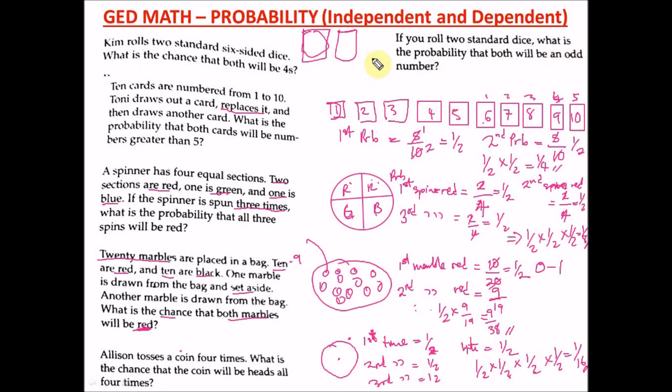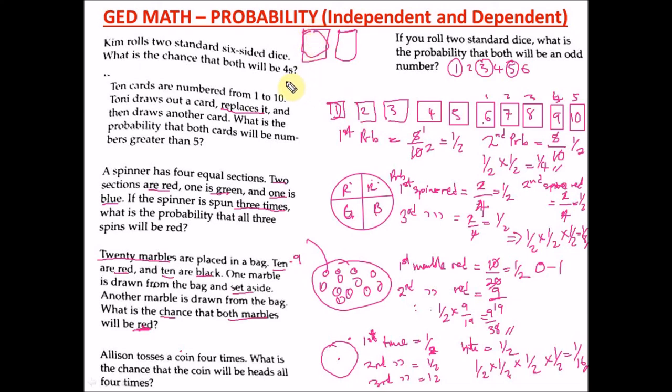So what are odd numbers? Remember, a die has the numbers 1, 2, 3, 4, 5, 6. And what are the odd numbers here? We have 1, 3, and 5. So we have 3 odd numbers. It says, what is the probability that both will be an odd number? When it is thrown, you're going to get an odd number.